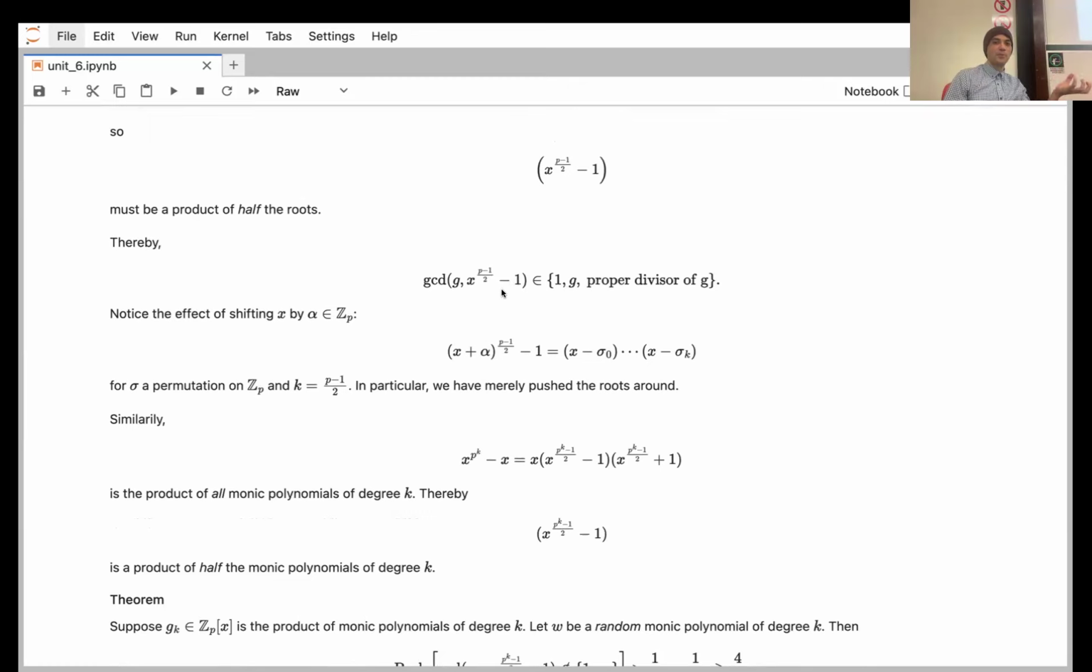And remember, the three options are, okay, so we have G, it's a product of some linear factors. So all of them are either in here, in which case the GCD is going to be G. None of them are in here, in which case the product is going to be 1. Or some of them are in here, in which case we get a proper divisor of G, which means that we factored G into two things, which is a smaller problem, and we just repeat this procedure.